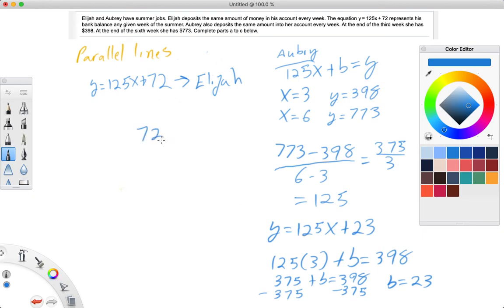We could just subtract our y-intercepts. 72 minus 23 is 49. And so Elijah's balance and Aubrey's are going to be going up parallel, and the difference between them will always be $49, right? So that's always going to be 49. Okay, so that's example 1. I hope that helps. The next example is going to be perpendicular lines.